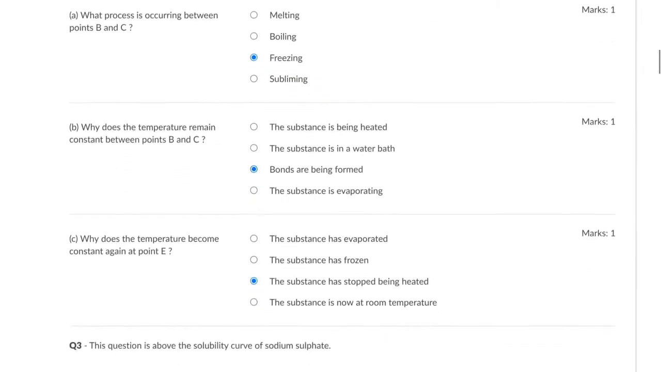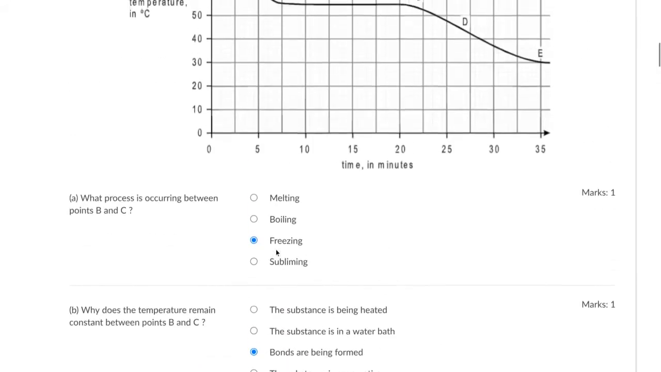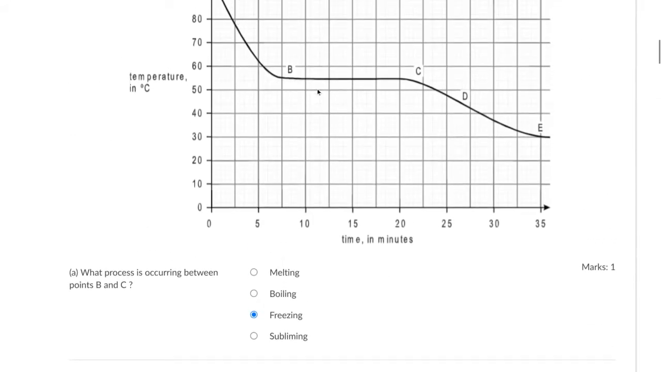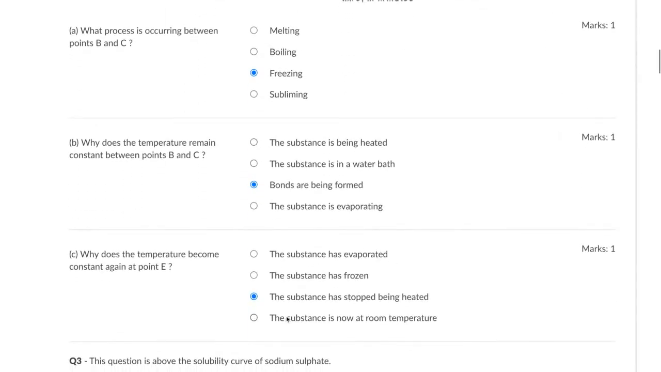Okay, so if we go to the last question in this one then, why does the temperature become constant again at point E? We've gone from a liquid, changed state, and then we've gone down to a solid. But you can see this temperature here is starting to remain constant again. Now it's just below 30 degrees, may cool down another couple of degrees, 27, 28 degrees perhaps, but fundamentally the point of this is that the substance is now at room temperature. It's not in a fridge, it's just on a lab bench or wherever you're doing the experiment, and it's just getting to the temperature of the room.